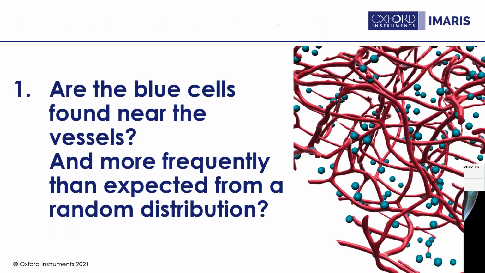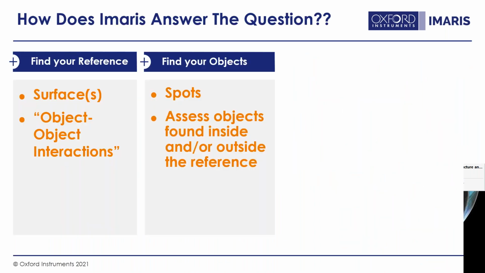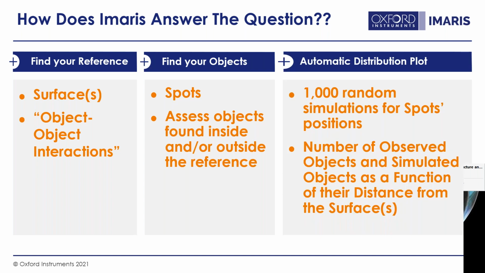Now, in an example like I had before, it's hard to know from this image: are the blue cells distributed randomly, or is there some sort of attraction perhaps to those vessels? To help you understand that, instead of just dumping a lot of spreadsheets with lots of values onto you, we're going to go through and create some plots for you. We're going to automatically create a distribution plot, and we're going to plot the number of observed objects as a function of their distance from the surface, as well as running random simulations in the background automatically.